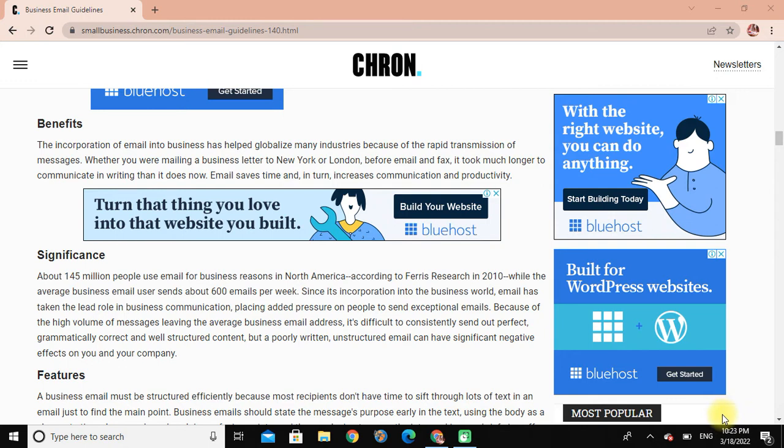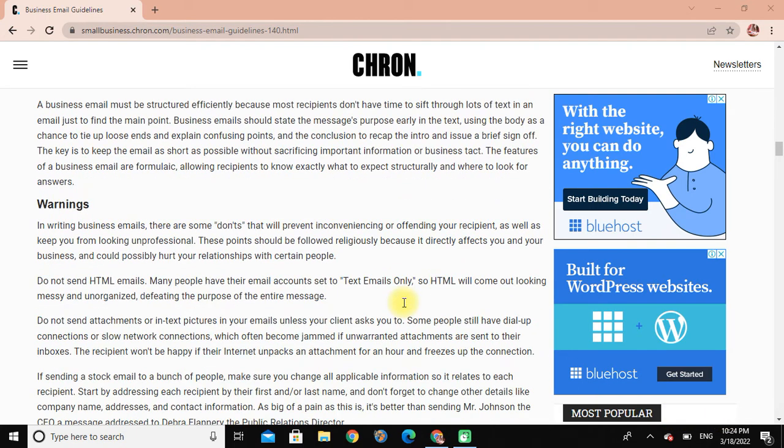Significance. About 145 million people use email for business reasons in North America, according to the Fricks research in 2010, while the average business email user sent about 600 emails per week. Since its incorporation into the business world, email has taken the lead role in business communication, placing added pressure on people to send exceptional emails because of the high volume of messages leaving the average business email address. It's difficult to continually send out perfectly correct and well structured content, but a poorly written, unstructured email can have significant negative effects on you and your company.